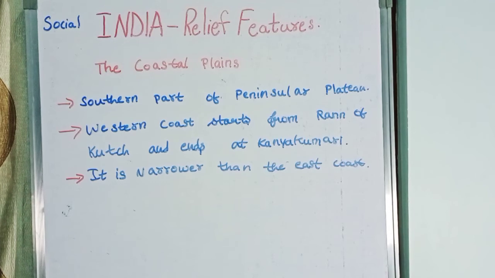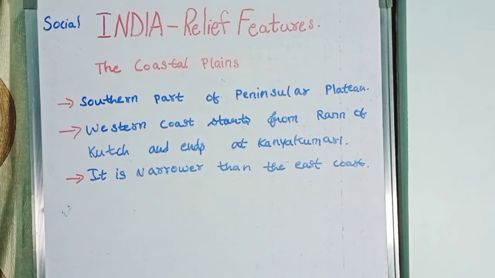Now next is the coastal plains. The coastal plains are the southern part of the peninsular plateau. The Peninsular Plateau is bordered by narrow coastal strips along the Arabian Sea on the west and the Bay of Bengal on the east. The western coast starts from the Rann of Kutch to Kanyakumari. That means it ends at Kanyakumari. It is narrower than the east coast.